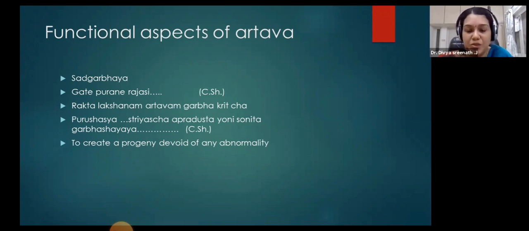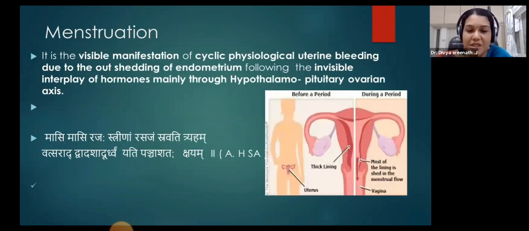So now we will see what is menstruation. Menstruation is a visible manifestation of a cyclic phenomenon, a physiological uterine bleeding. There will be an outshedding of endometrium. Endometrium is the inner lining of the uterus. That is endometrium. This is myometrium.